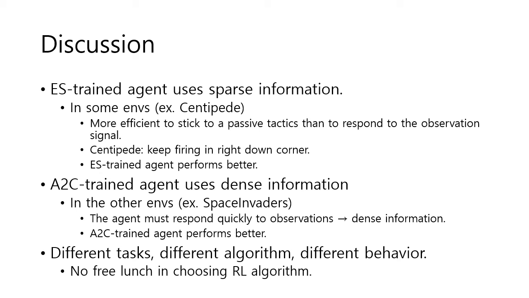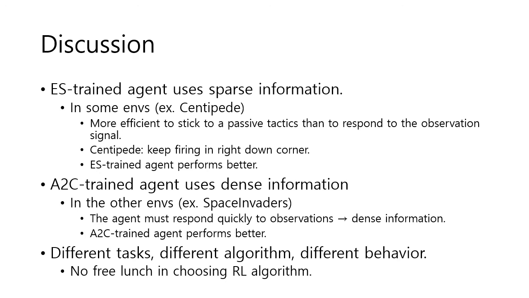So, how is it possible? Actually, the ES-trained agent uses sparse information. In some environments such as Centipede, it is more efficient to stick to passive tactics than to respond to the observation signal. In Centipede, for example, the task is quite complex, so it is not easy for players to follow the reward. However, if the player keeps firing bullets in the right down corner, they can earn stable rewards without complex action. In these types of environments, ES-trained agents perform better.